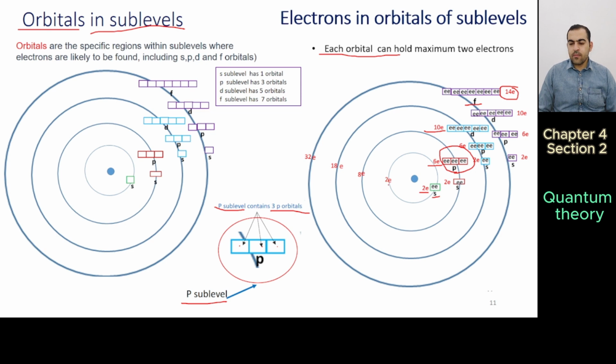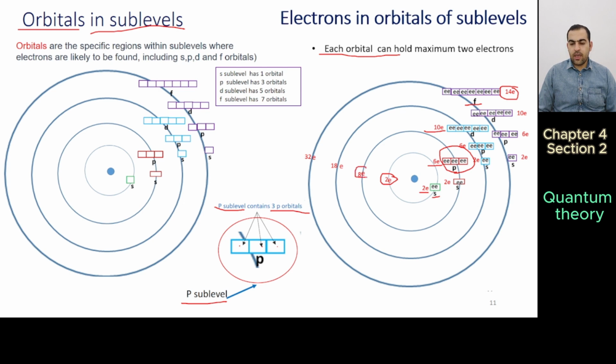So we say that the first energy level contains only the S orbital. So we have only 2 electrons in the S orbital. So the first energy level can hold a maximum of 2 electrons.